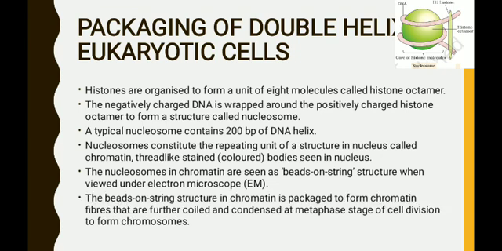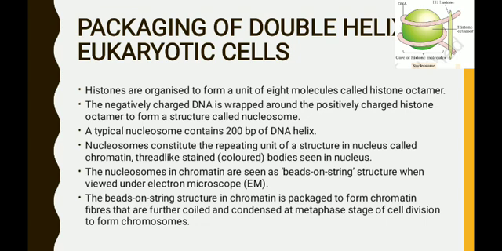The beads on string structure in chromatin is packaged to form chromatin fibers that are further coiled and condensed at metaphase stage of cell division to form chromosomes. Since the DNA is coiled around such histone octamers, a large size DNA is located within a small space. And when the DNA undergoes further condensation, especially during metaphase, the condensed chromosomes appear. So chromosomes are nothing but condensed chromatin fibers.